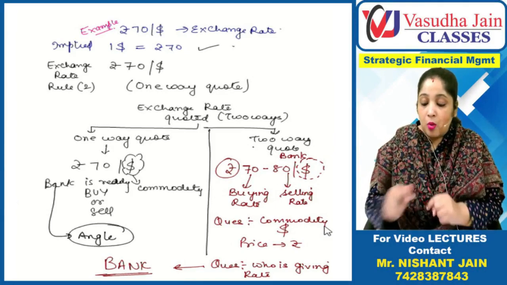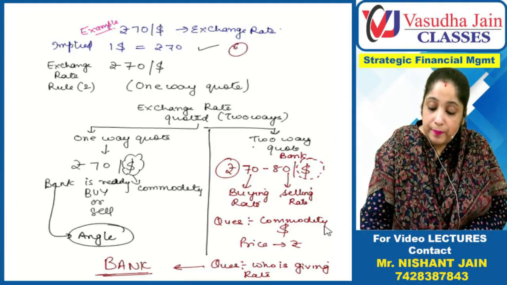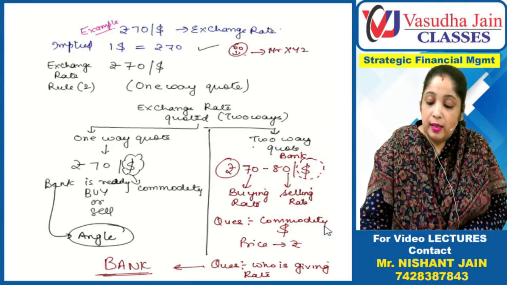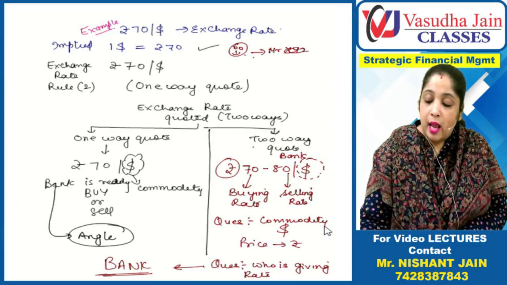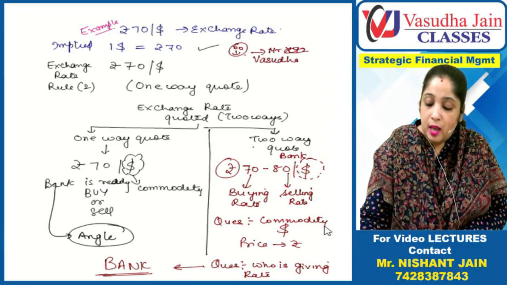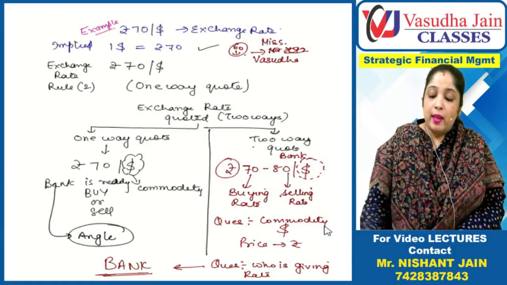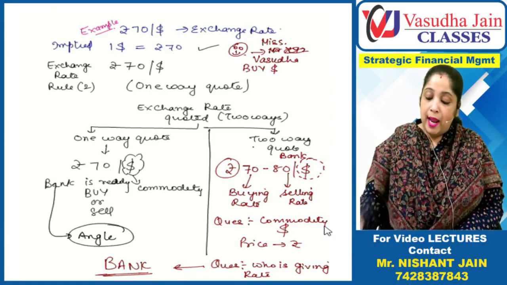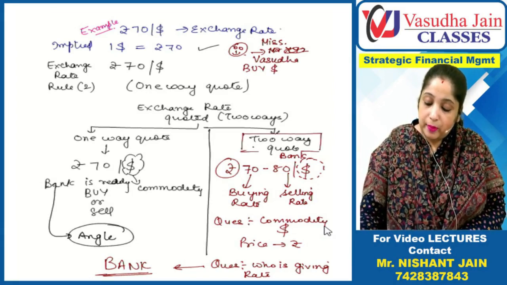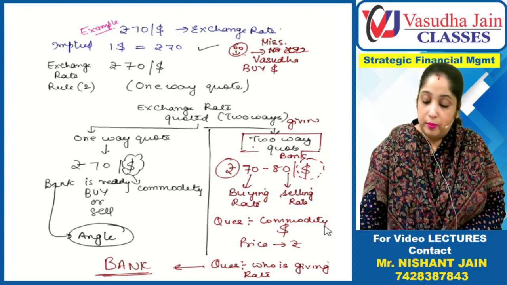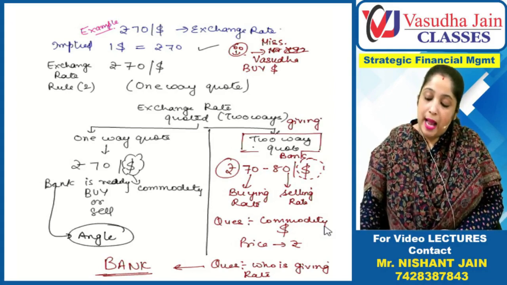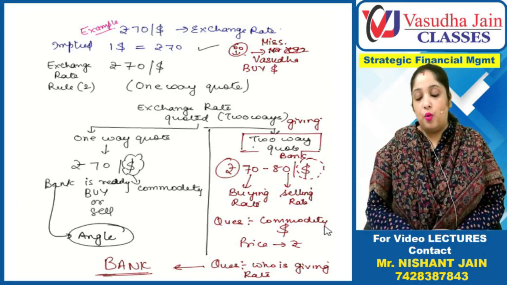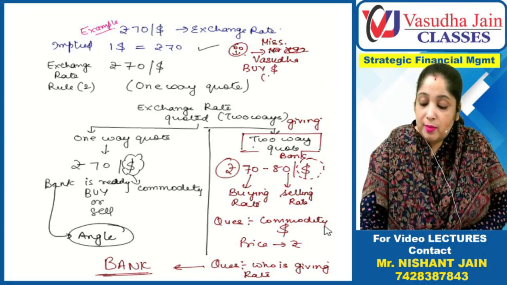Okay. Now there is some person, let us say, Mr. XYZ. Let us not name XYZ. Let's say I am Miss Vasudha. I want to buy dollar. So I go to bank and bank is giving me a two-way quote. Because bank is saying I will buy dollar for this rate and I will sell dollar for this rate. Okay. Now please tell me what is my intention.